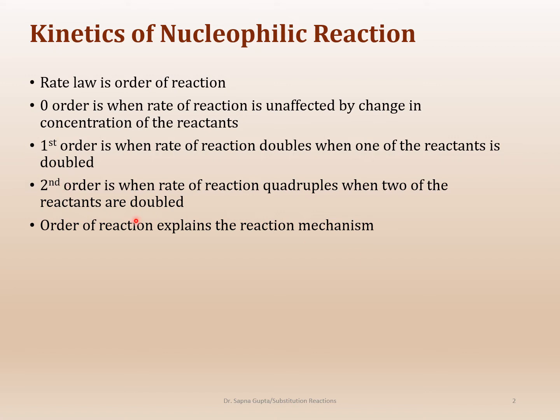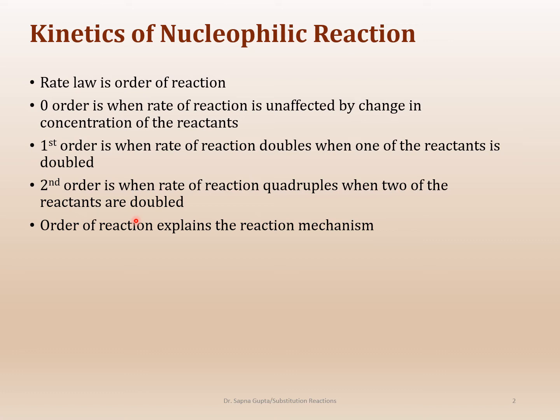So zero, again, where reactants do not affect the speed of reaction. In first order, the rate of reaction doubles when you double the concentration of the reactant. And then the second order, where the speed of reaction is quadrupled when you double the reactant concentration. So these are the different kinds of rates of reactions, which are called order of reactions.